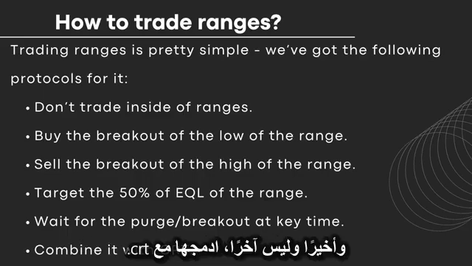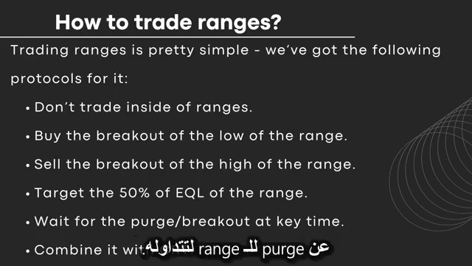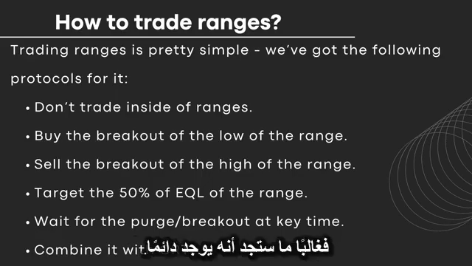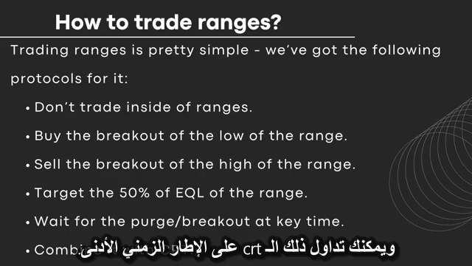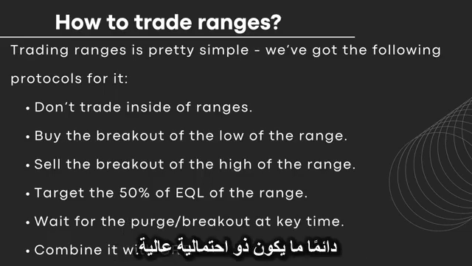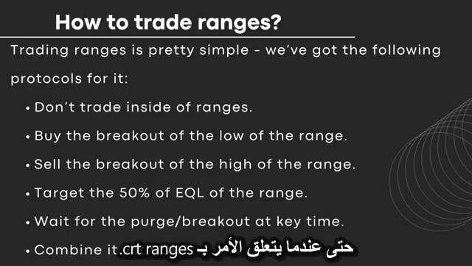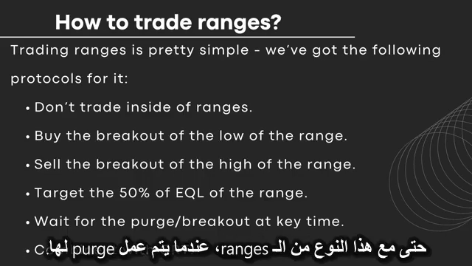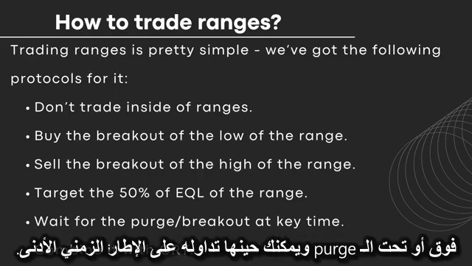And last but not least, combine it with CRT. What I mean by that is when you're looking for a purge of the range to trade, more often than not you're going to find that there is a CRT at the top or the bottom of the purge, and you can trade that CRT in the lower time frame, and that will provide you with the highest probability entries, right? These sort of CRTs are always high probability and work best. So combine ranges with CRT. Even when it comes to CRT ranges, when they are purged, they more often than not have a smaller CRT above or below the purge, and you can then trade it on the lower time frames.